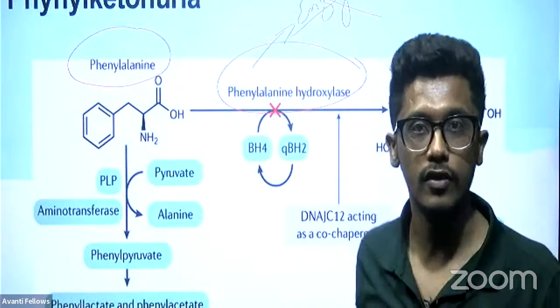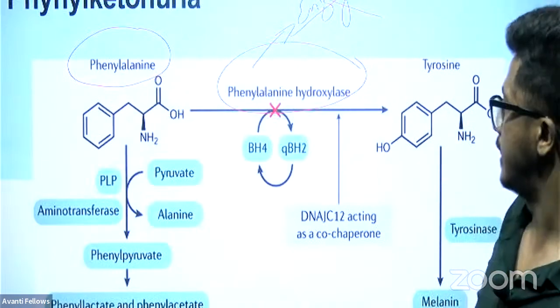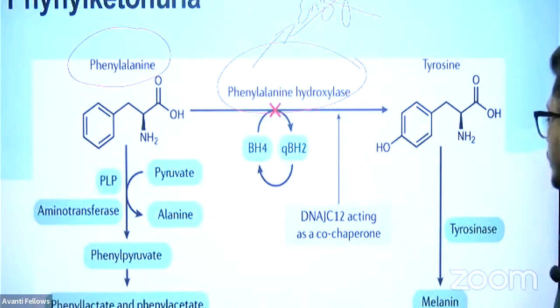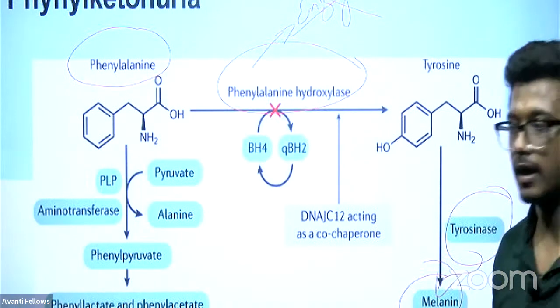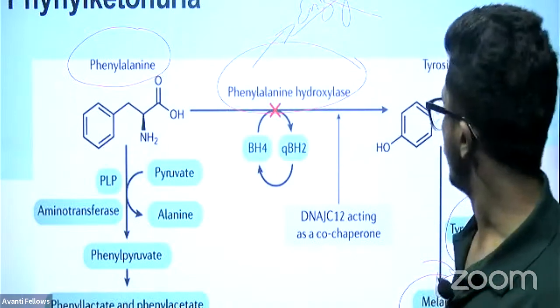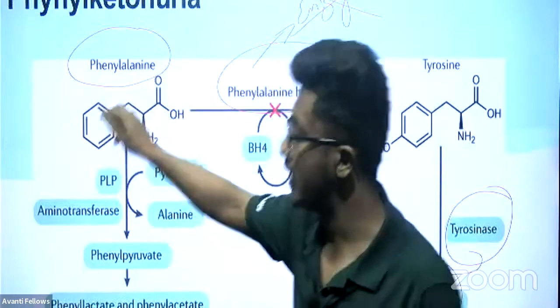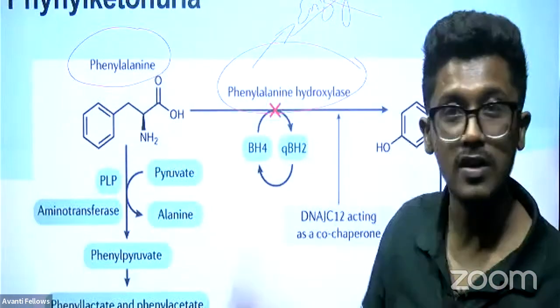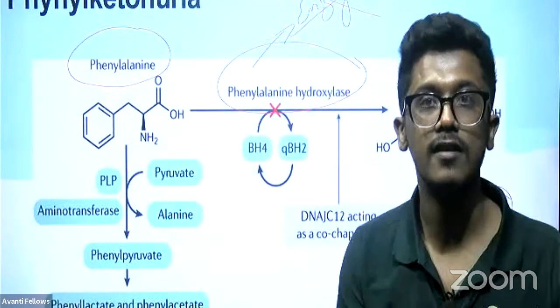So what is the function of this enzyme? Whenever there is phenylalanine, the phenylalanine has to be converted into tyrosine. And the tyrosine will eventually become what? Melanin. That is the pigment, melanin pigmentation. But this process is disrupted. How? In the condition of phenylketonuria, the gene responsible for production of this enzyme, phenylalanine hydroxylase, is defective.